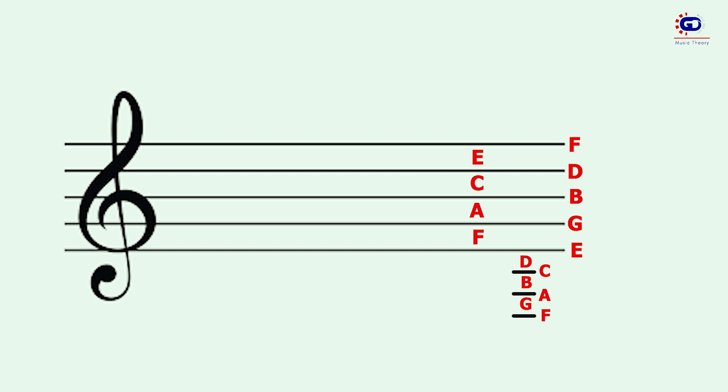And then for the ledger lines above the staff, you have your F. The space will give you your G. After your G comes your A, right? So G, this is the first ledger line above the staff, will be your A. The space will be your B, and the second ledger line will be your C.